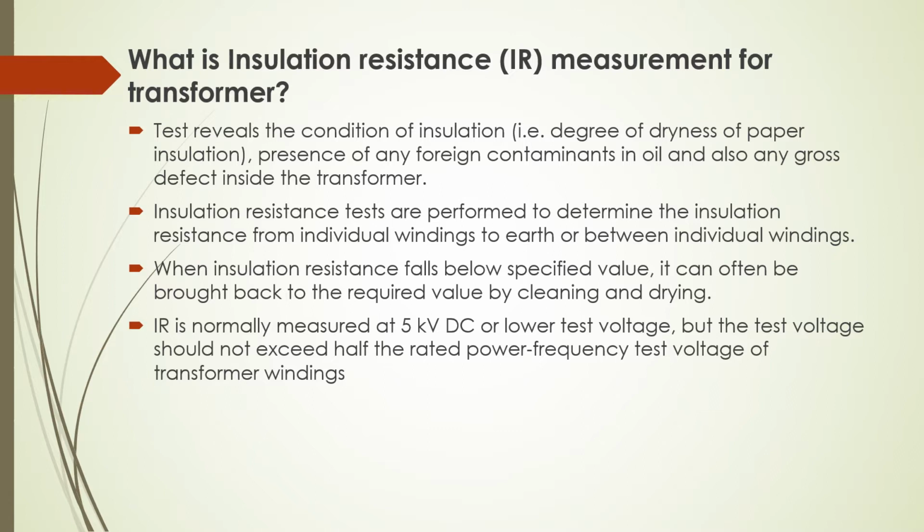Insulation resistance is normally measured at 5 kV DC or lower voltages, but the test voltage should not exceed half the rated power frequency test voltage of the transformer winding.